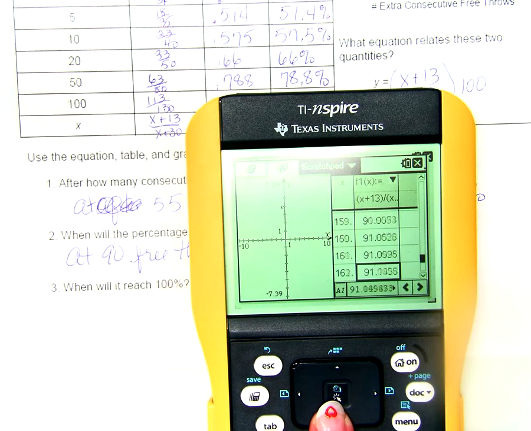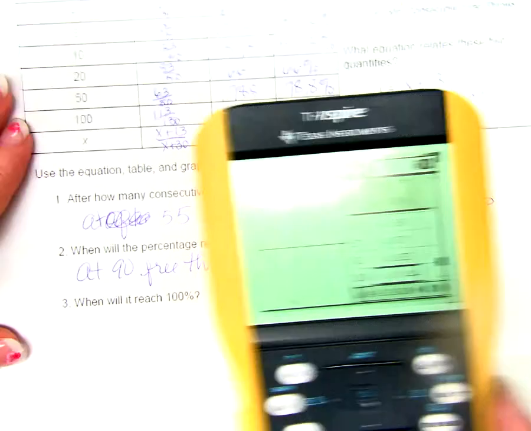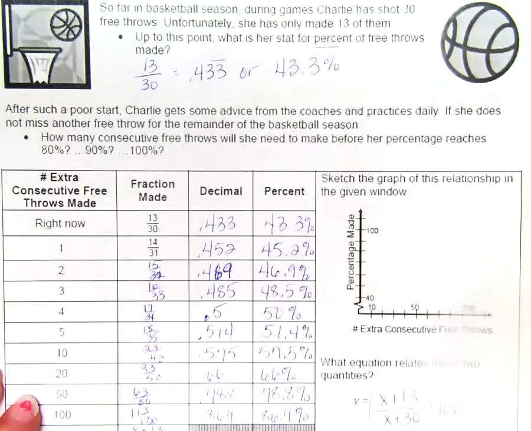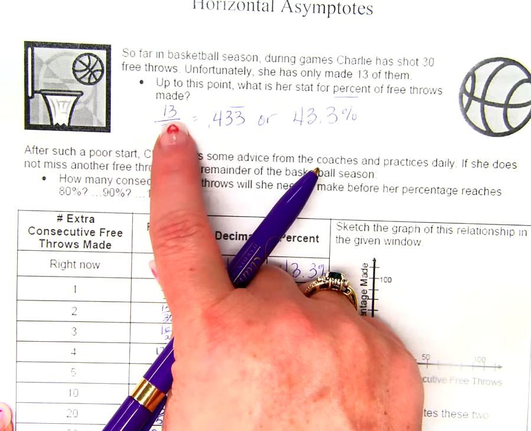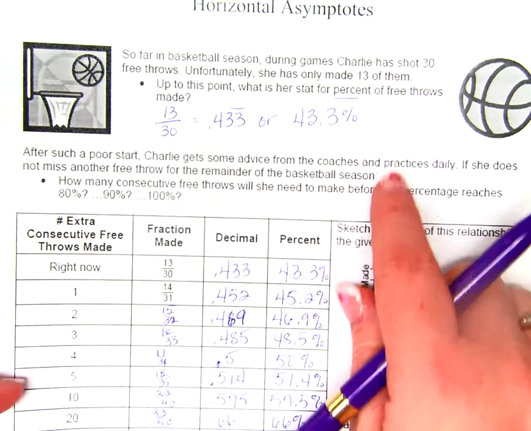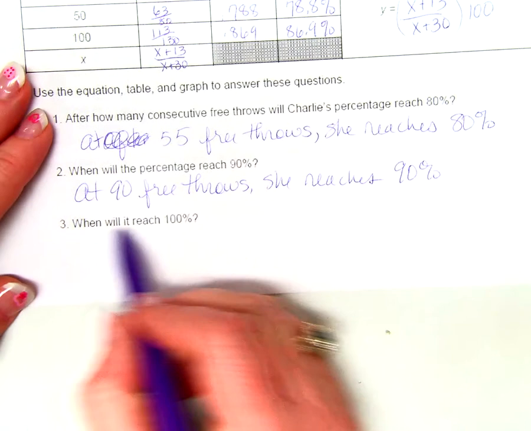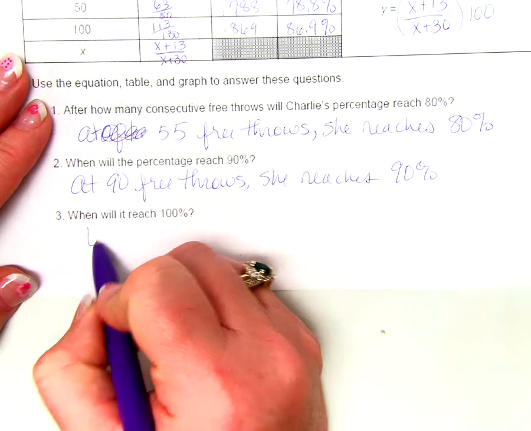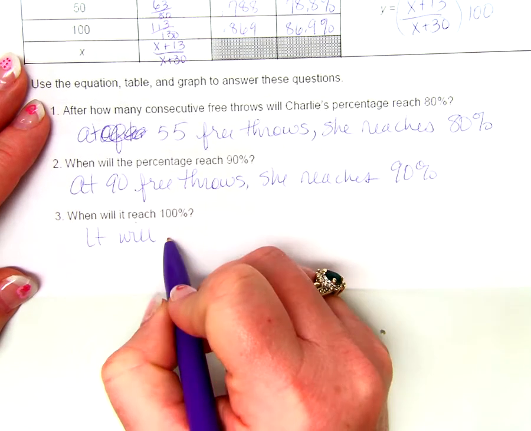So when will it reach 100%? Scrolling, scrolling. Wait, what do you mean it won't reach 100%? I mean, it's still rising. It won't reach 100% because why? Oh, because she already missed some at the beginning. She'd already missed some out of her 30. Okay? So when will it reach 100%? It will never reach 100%.